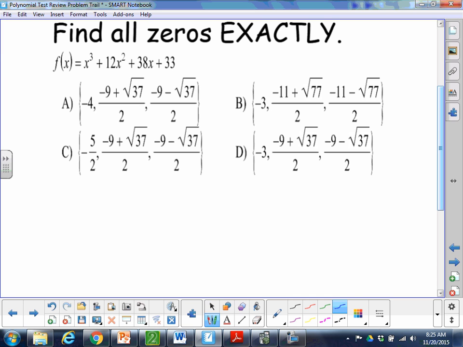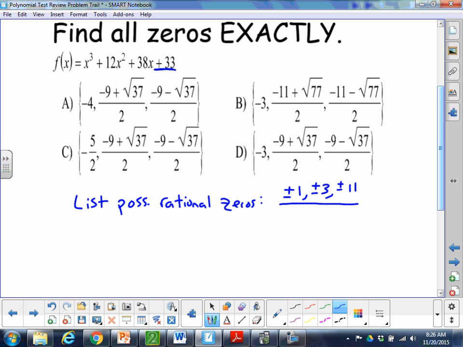Should we get a list of possible zeros just to follow all the steps? So, list of possible rational zeros. Just by looking at it, I don't think it's factorable. Even grouping, if I'm looking at that 38 and that 33, that's really not going to do much for us. So for the possible rational zeros, I need factors of 33: plus or minus 1, plus or minus 3, plus or minus 11, and then factors of the leading coefficient, which is just 1. So if there's going to be a rational zero, it's going to be one of these numbers.